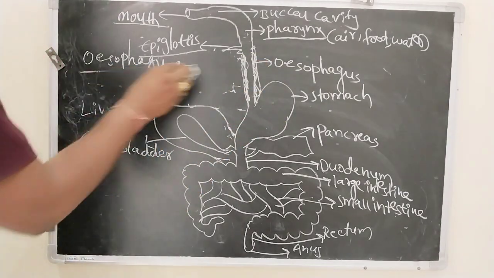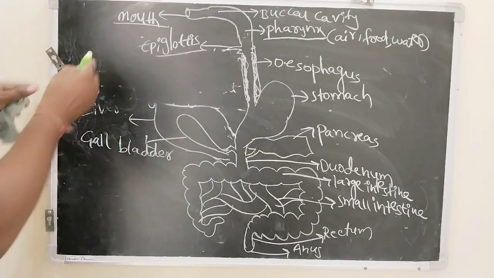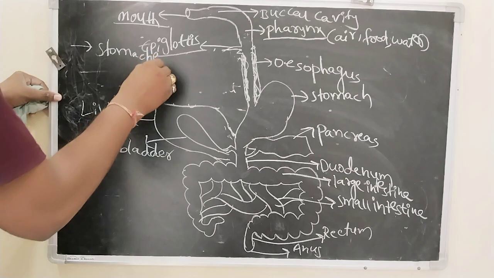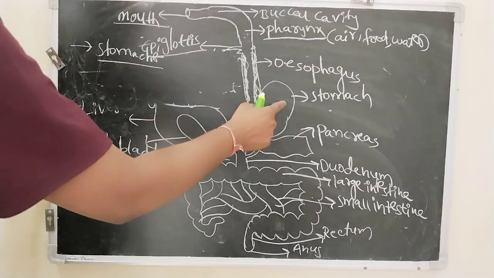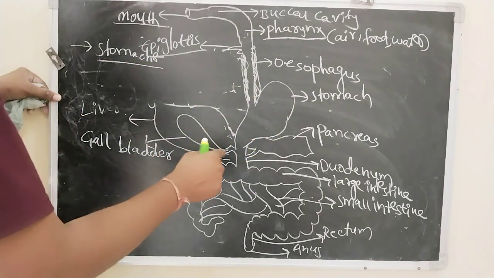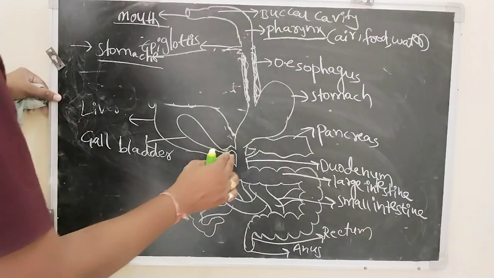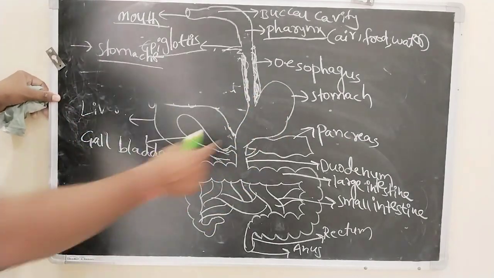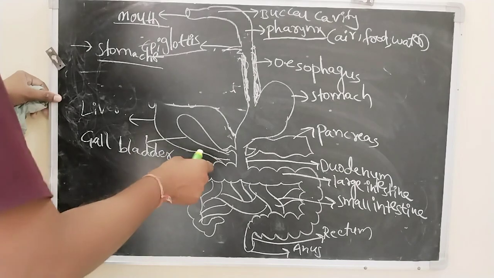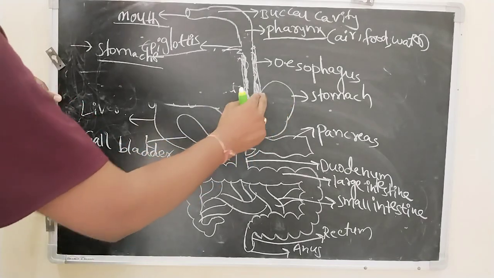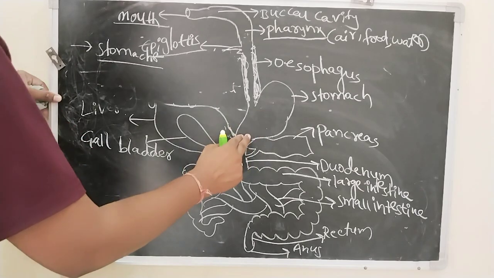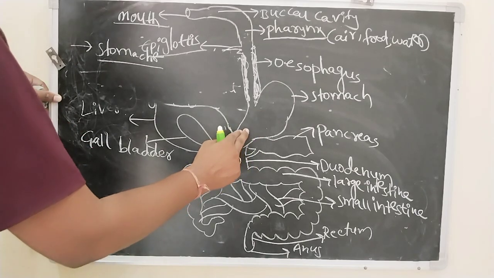From here the food enters into the stomach. The stomach is a bag-like structure where the food is stored temporarily. At the same time, it is divided into three parts. This part is called the cardiac stomach, this part is called the fundic stomach, and this part is called the pyloric stomach.